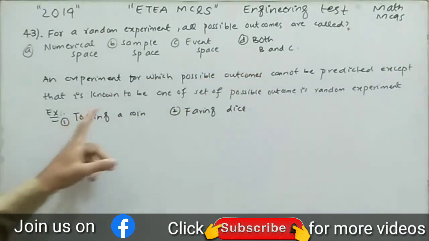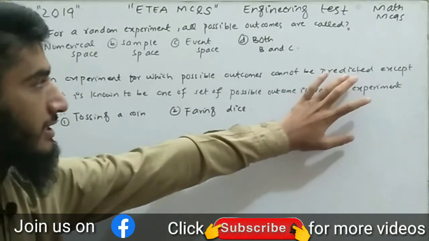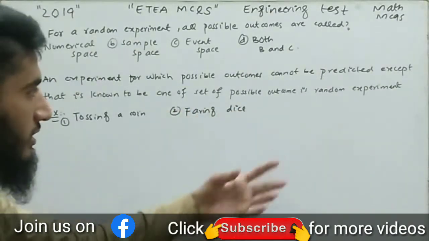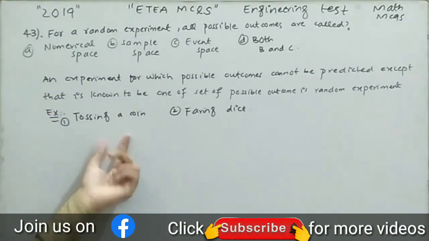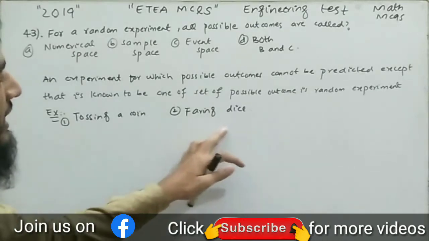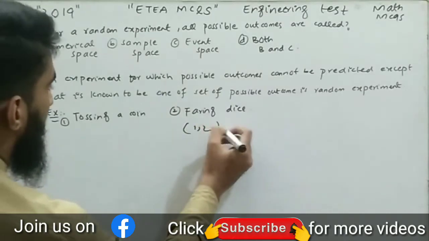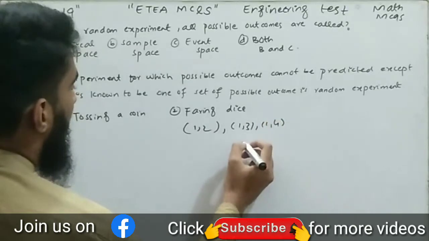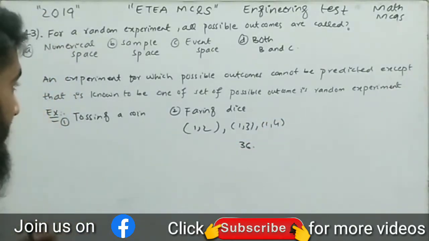So remember that an experiment for which the possible outcomes cannot be predicted or determined, except that it is known to be one of a set of possible outcomes, is called a random experiment. For example, tossing a coin. We cannot know whether a head will come or a tail will come. Or for example, throwing a pair of dice. We cannot know which outcome will come: 1, 2, 1, 3, 1, 4. There are a total of 36 possible outcomes, so we cannot know the exact outcome. So this type of experiment is called a random experiment.